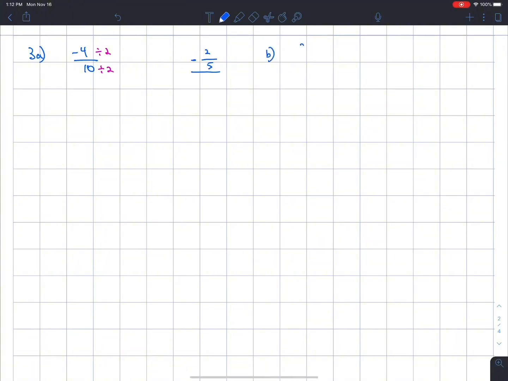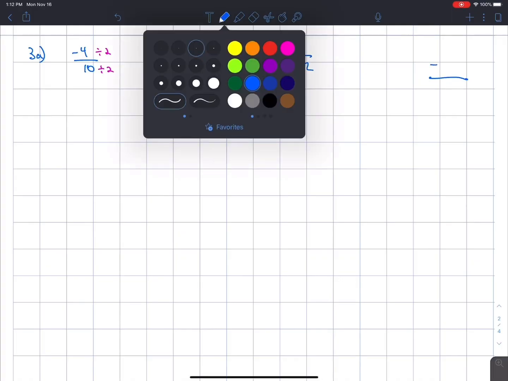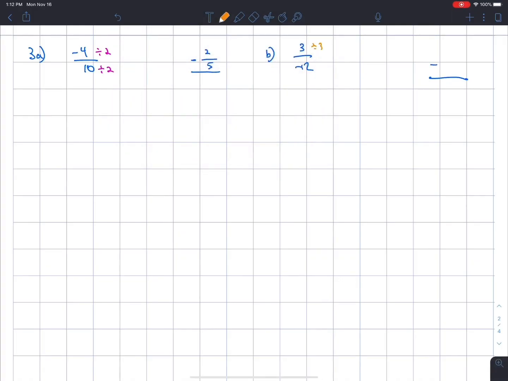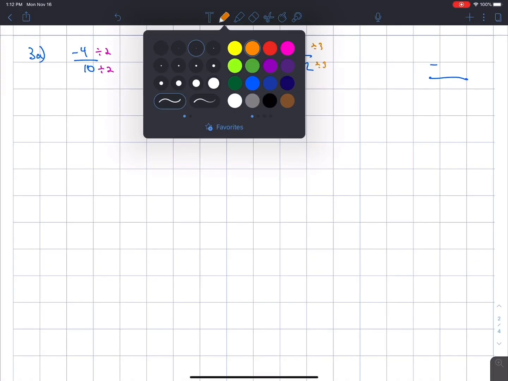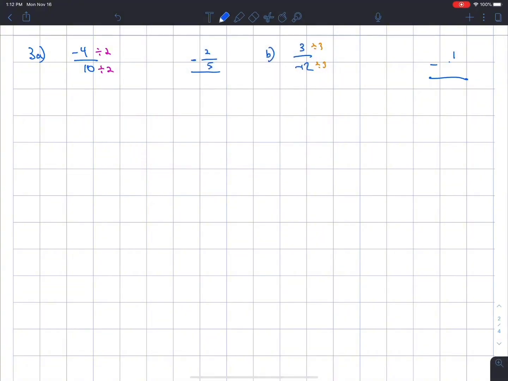B, 3 over negative 12. Again, positive divided by negative is negative. I can divide both of them by 3, right? It's just like reducing your fraction. So 3 divided by 3 is 1, 12 divided by 3 is 4.